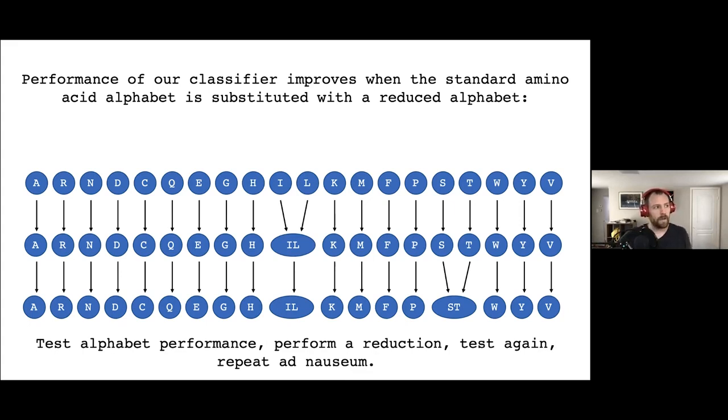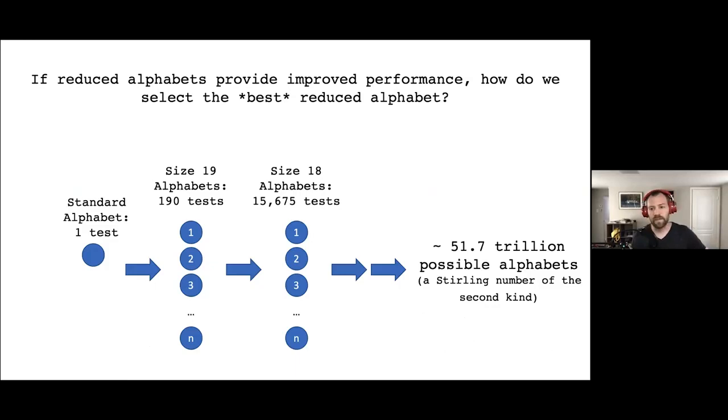Another cartoon schematic of this could be looked at like this. You start with one 20-letter amino acid alphabet, and you have 190 size 19 amino acid alphabets to test. And then it turns out that you have 15,000 size 18. So these would be alphabets with 2 reductions in them. And then you can actually calculate how many you have at every level, binned by the size of the alphabets. And it turns out that this is 51 trillion possible alphabets.